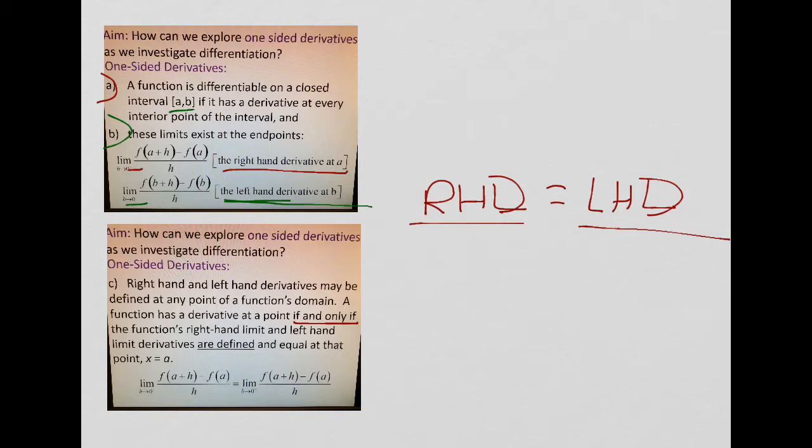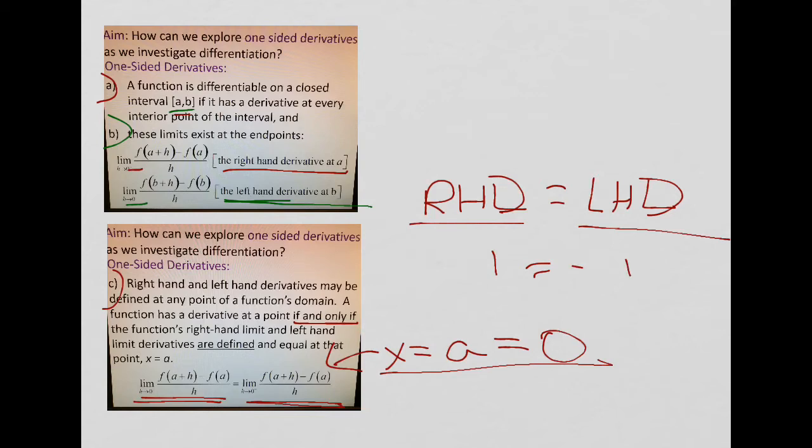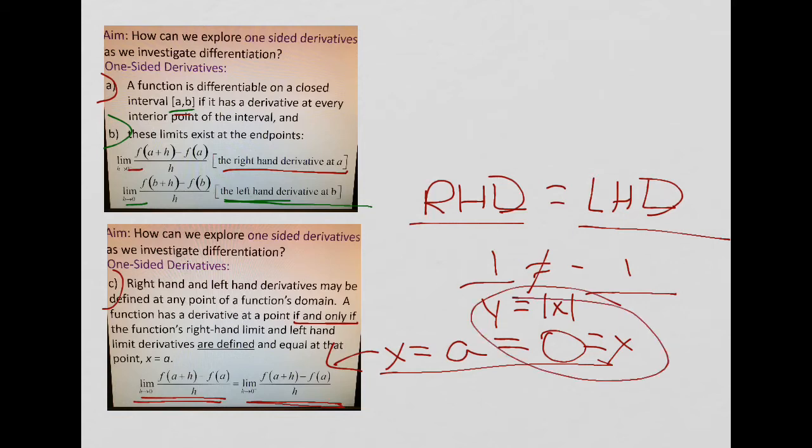So this is looking at a particular value, not just the endpoints of our interval. And that's where we mainly use one-sided derivatives, to understand if a function is differentiable or not at a point. Again, like our function of absolute value of x, 0 would be a in this particular case. And what would happen is that our right-hand derivative would be 1 and our left-hand derivative would be -1. They are defined, but they are not equal. So this function is non-differentiable at x equals 0, and that's what C is saying. So let's go and see an example.